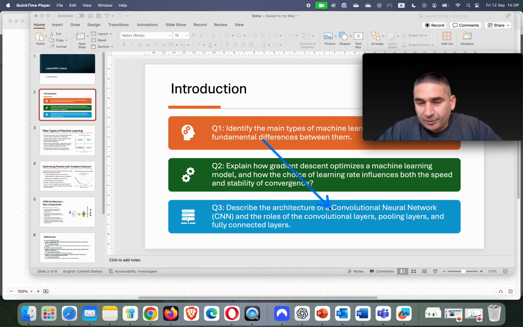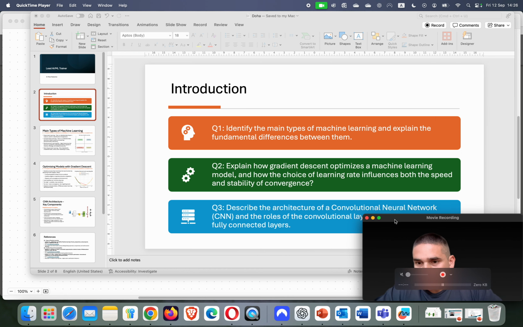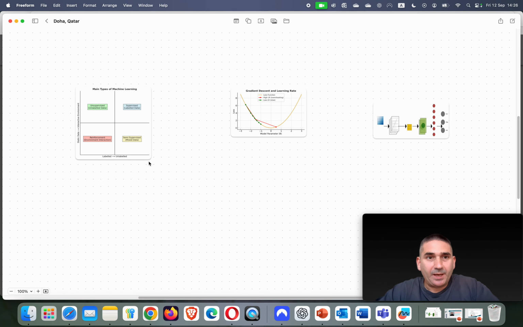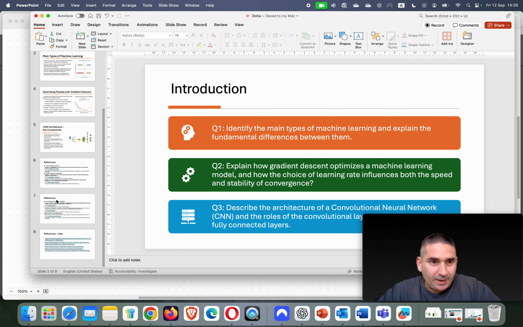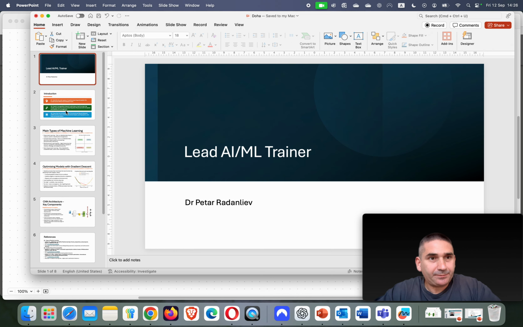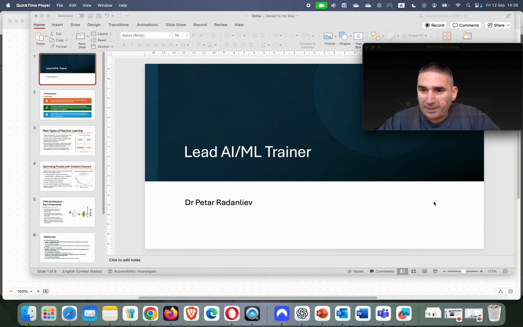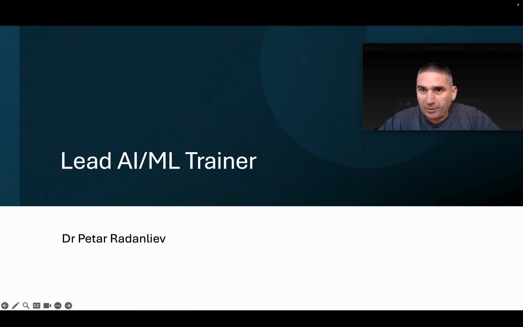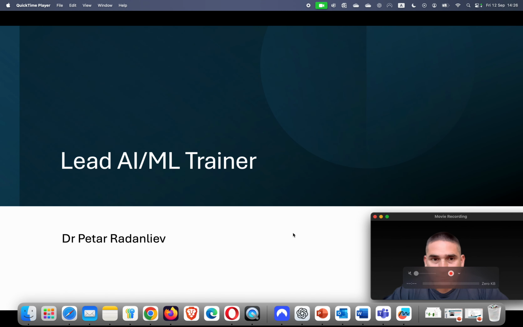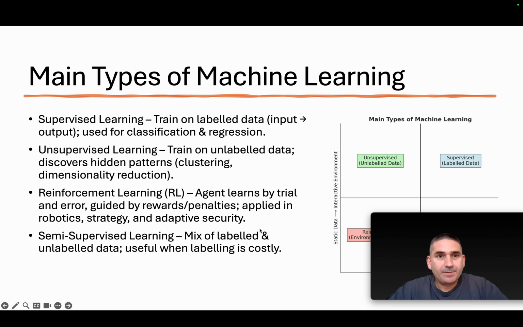And the roles of the convolutional layers, the pooling layers and the fully connected layers. For this video, we're going to use, as I said, PowerPoint slides, but also we have a whiteboard. And all the references are in the list of references here. Let me maximize this into the full mode. Starting with the first topic.